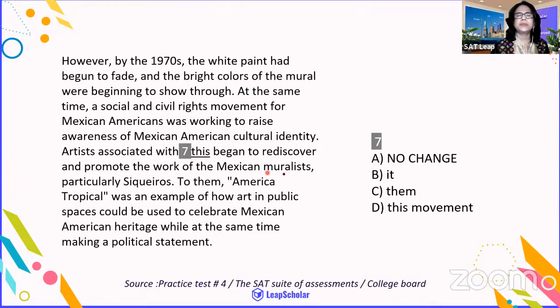Should I keep this or should I replace it with anything else? What happens associated with this? What is this referring to? What does the word "this" refer to? Is "this" singular or plural? Very important concept, students. This is singular, right?